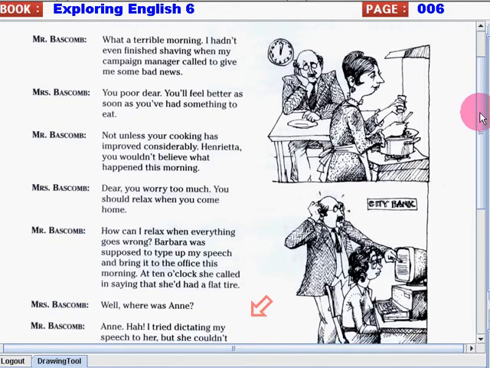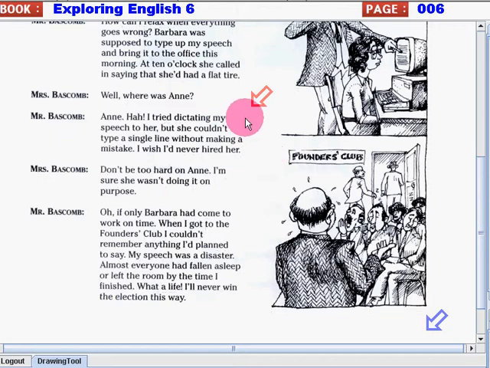Well, where was Anne? Anne. Huh. I tried dictating my speech to her, but she couldn't type a single line without making a mistake. I wish I'd never hired her. Don't be too hard on Anne. I'm sure she wasn't doing it on purpose. Oh, if only Barbara had come to work on time. When I got to the Founders Club, I couldn't remember anything I had planned to say. My speech was a disaster. Almost everyone had fallen asleep or left the room by the time I finished. What a life! I'll never win the elections this way.